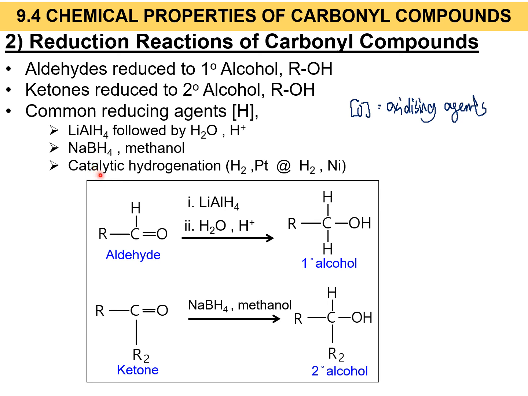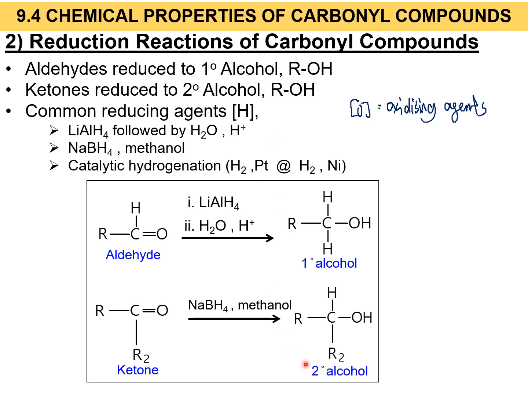And lastly, the common reducing agents yang senang juga adalah catalytic hydrogenation, di mana kita akan gunakan hydrogen in the presence of catalysts such as platinum ataupun nickel. Okay, so if you see any of these common reducing agents, maksudnya your carbonyl compounds tengah undergoes reduction reaction. So apa yang berlaku bila you buat reduction reactions ni?